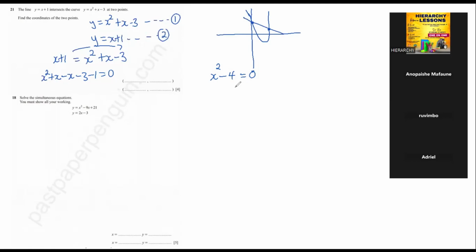So now at this stage, remember, how do you solve this quadratic equation? It becomes a quadratic equation. How do you solve it?